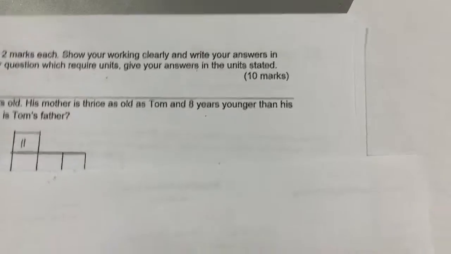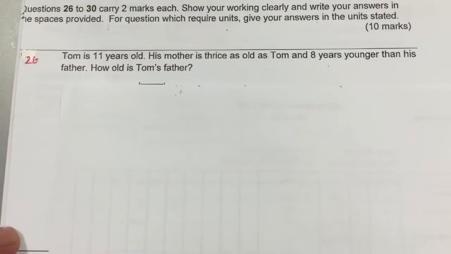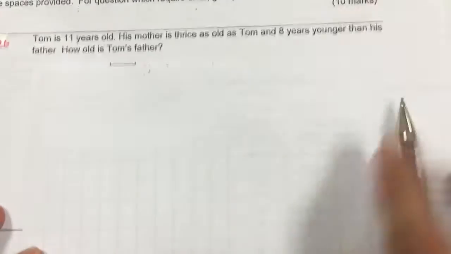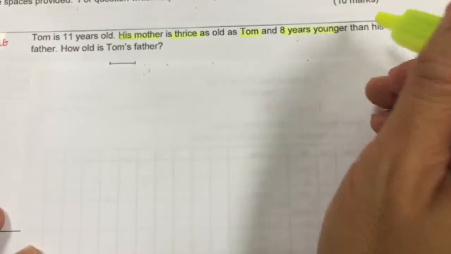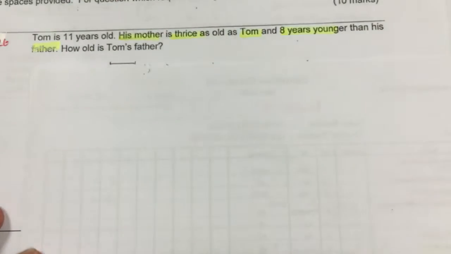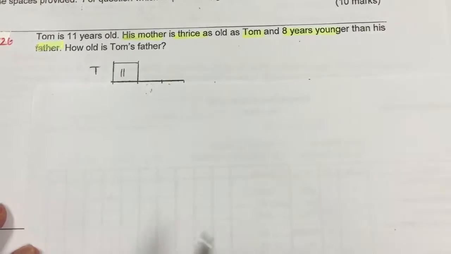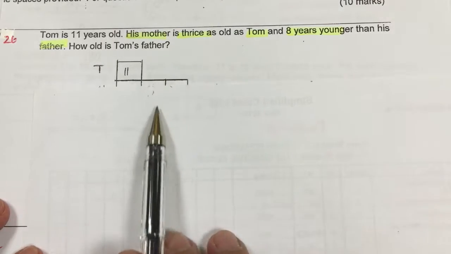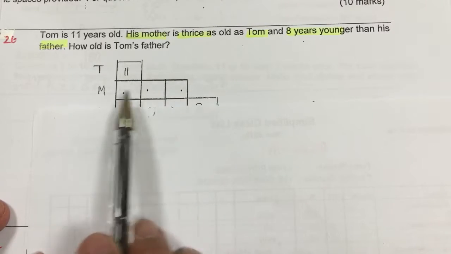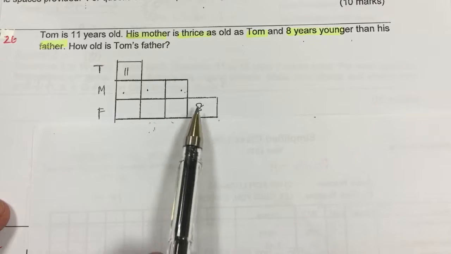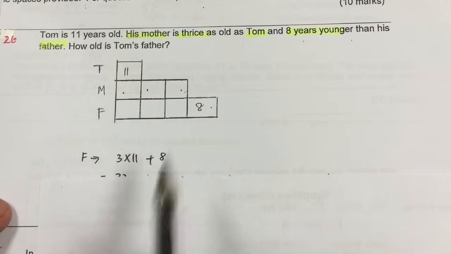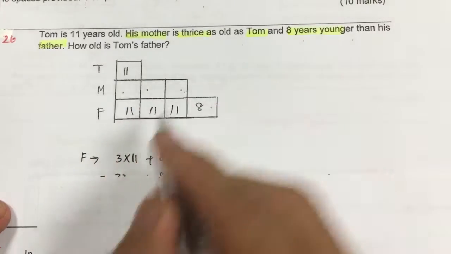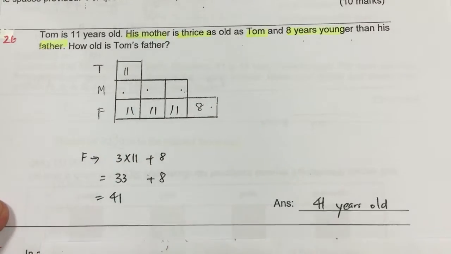26. Tom is 11 years old. His mother is 3 times as old as Tom and 8 years younger than the father. How old is the father? So Tom is 11 years old. Draw a simple model. The mother is 3 times, so I have 3 units. But the mother is 8 years younger than the father, so the father is 8 years more. So from here I can see the father will be 11 times 3 plus 8, 41 years old.